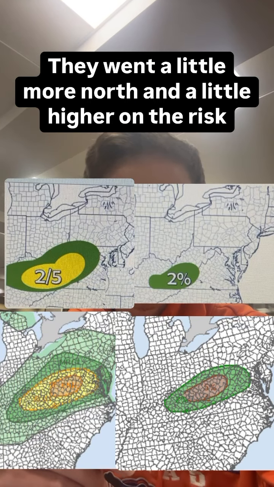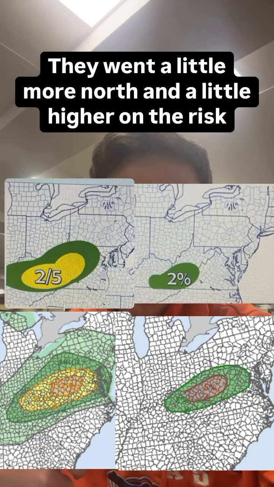I'm going to wait until after the presentation to see the risk area that the Storm Prediction Center laid out, but I'm going to put it at the bottom of the screen right now. So you know, but I really don't know. Did I do good?